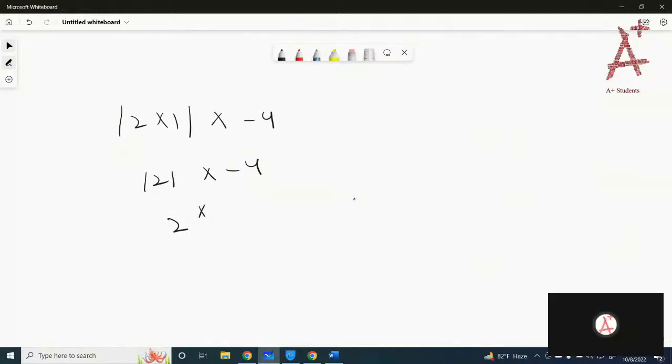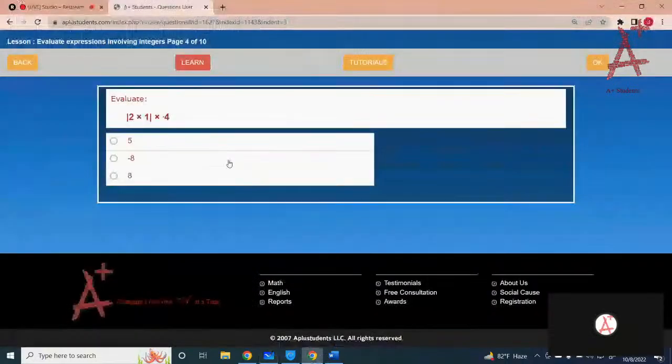Got it? So 2 times negative 4: you are multiplying two numbers with opposite signs, so the answer must have a negative sign. So 4 times 2 is 8. So it is negative 8. Got it? Select the correct option and click on the OK button. Negative 8 is the correct option.